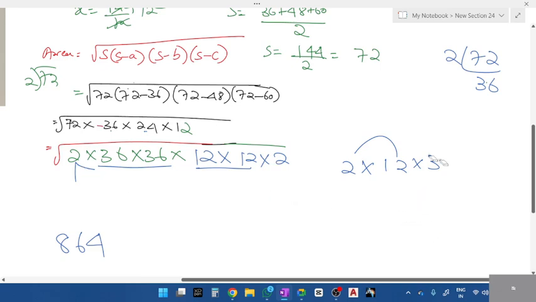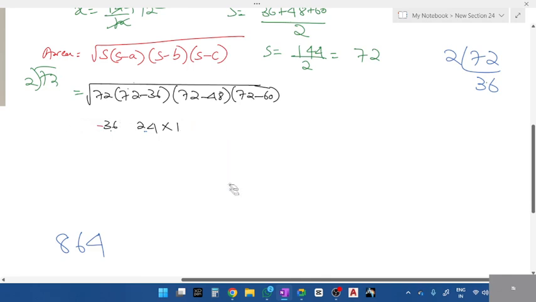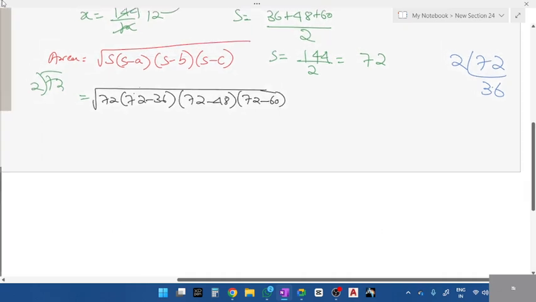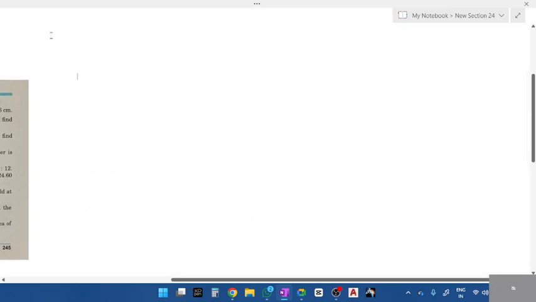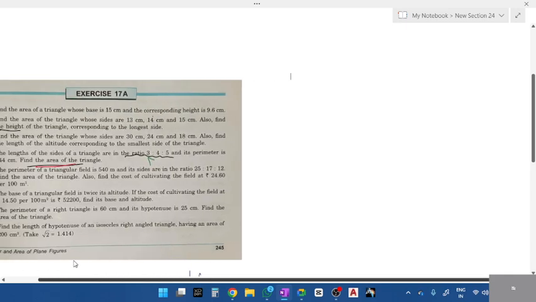Okay. Fine. So practice. Try doing it in different methods. See which one you're feeling easy. You can take that. This is the answer. 864. What is it? Meter square or meters? For area, what do you write? Sorry, it is centimeter square, right? Yeah, centimeter square.